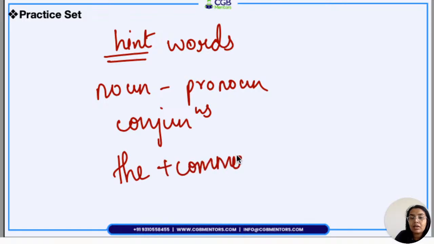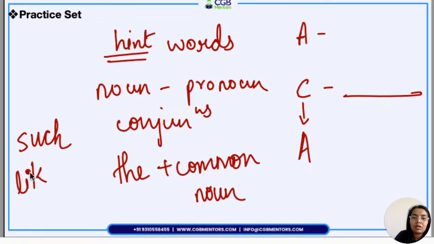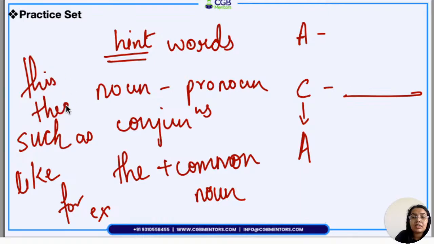So when I say the company, that means company का जो नाम है वो मैंने पहले लिखा होगा. So if sentence A says the company and sentence C mentions the name of the company, definitely A will come somewhere after C. Okay. So these words like such, like, such as, for example, this, these, they are the indicators that something relevant will come before, and then I can use sentences having these words.